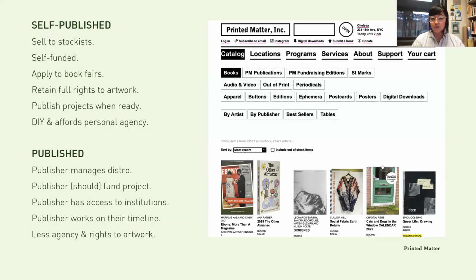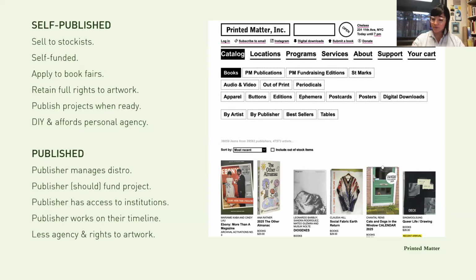Publishers do have access to institutions. So sometimes artists make choices where they're like, well, for distribution, I want this relationship that the publisher has. It's worth it to me. And I know that my work's going to be widely distributed. So I'm going to say it's okay that that's the case. So that could be an exception to that rule.